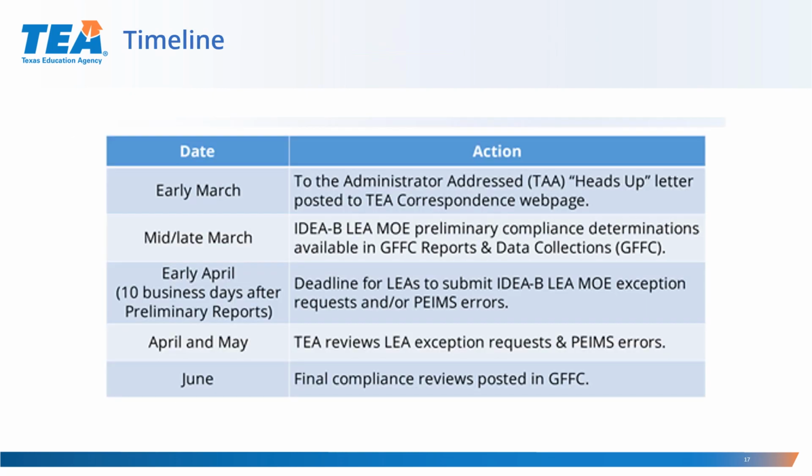This timeline consists of important dates which are a good cue for LEAs of when things are due. Early March, the Administrator Address, TAA Heads-Up Letter will be posted to the TEA Correspondence webpage. In mid-late March, IDEA-B LEA MOE Preliminary Compliance Determinations will be available in GFFC reports and data collections. Early April, 10 business days after preliminary reports, is the deadline for LEAs to submit IDEA-B LEA MOE exception requests and/or PEMS errors. April and May, TEA will review LEA exception requests and PEMS errors, and in June, final compliance reviews will be posted in GFFC reports.